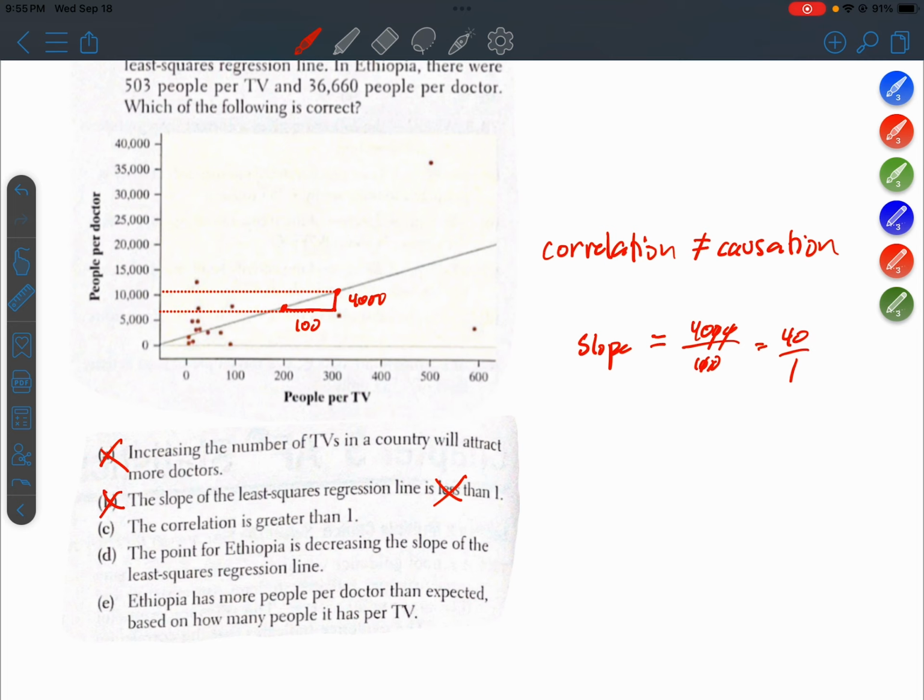All right, C, the correlation is greater than 1. Well, that's certainly false. Correlation cannot be greater than 1. 1 is the maximum value the correlation could be.